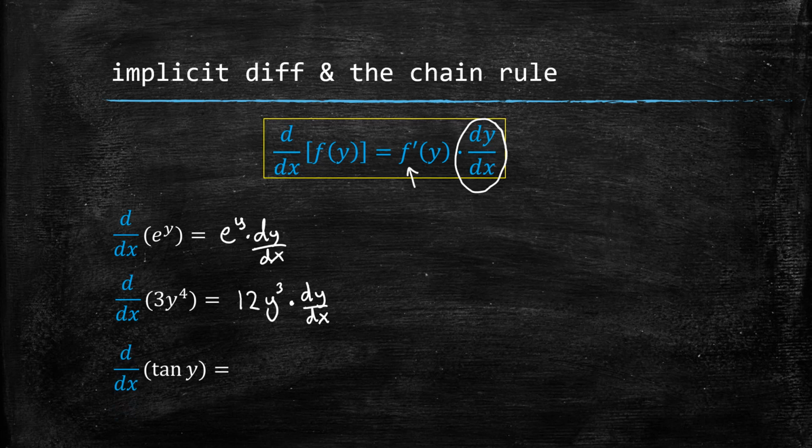We're starting to see a pattern here. The derivative of tan y will be secant squared y times dy by dx. So we see that we keep materializing dy by dx, and this is going to be the secret to finding dy by dx in equations where y cannot be isolated.